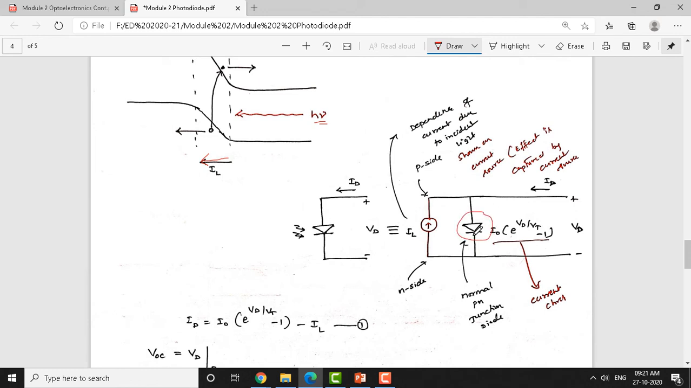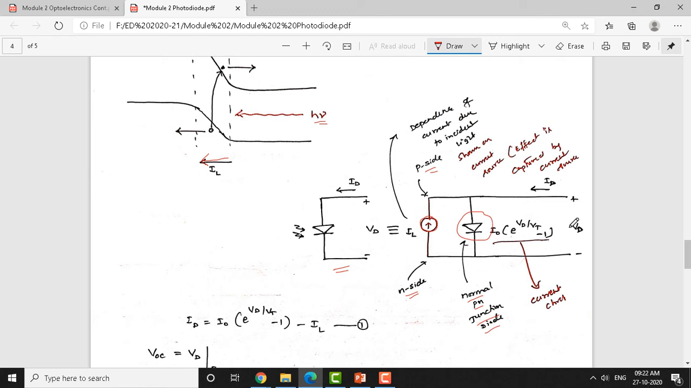The main distinction between an ordinary diode and the photodiode is that whenever light falls on this, it generates current. So, the current generation is taken as a current source here. This is nothing but IL, and we know that current flows from the n side to the p side. Understood? So, this normal PN junction diode with a current source in parallel together represents the photodiode or solar cell. The current flowing through the ordinary junction diode, we are already aware of, is I naught times e to the power of Vd by Vt minus 1.